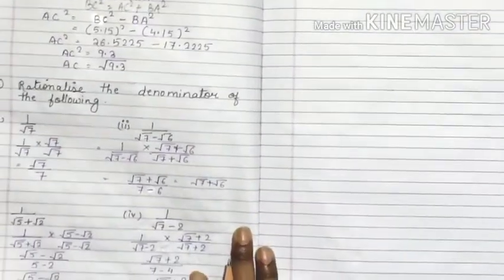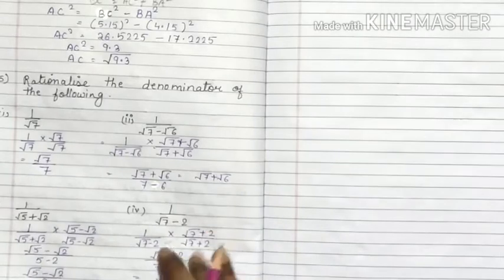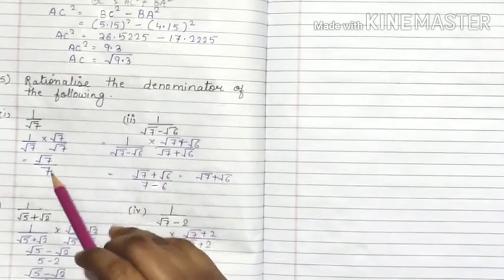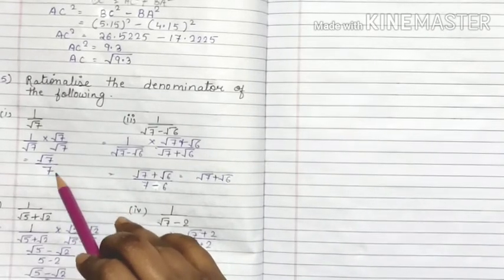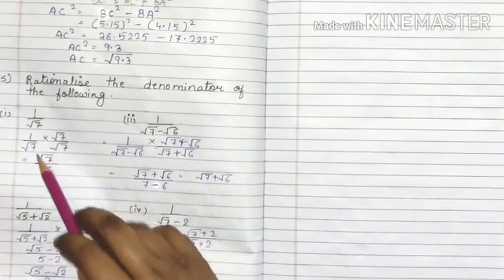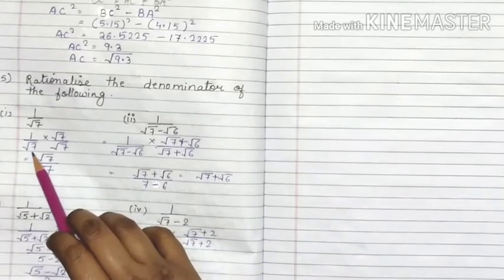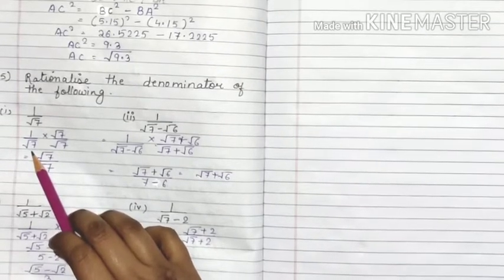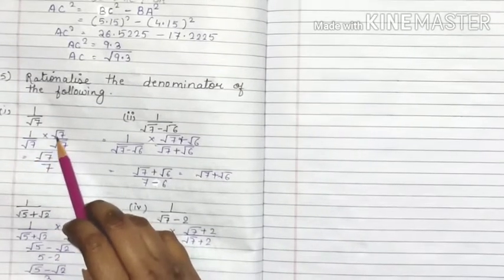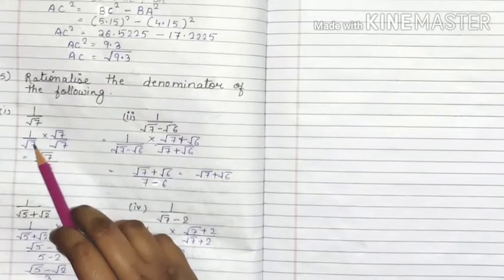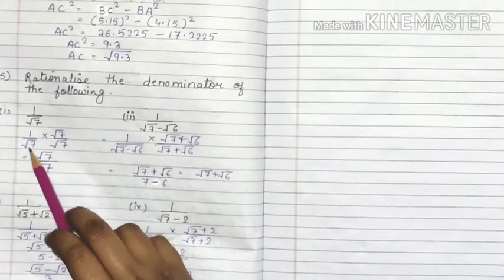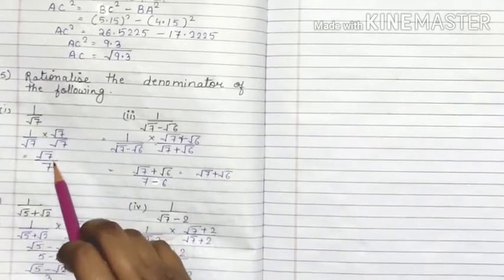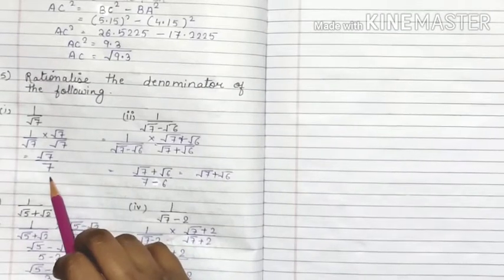Here the last question. Rationalize the denominator of the following. Okay, we have to rationalize. Means we have to make the denominator rational. So for this, we have to see the denominator. It is root 7. So for root 7, we have to multiply with root 7 and divide with root 7. 1 into root 7, and root 7 square is 7. Then the answer is root 7 by 7 and 7 is rational.